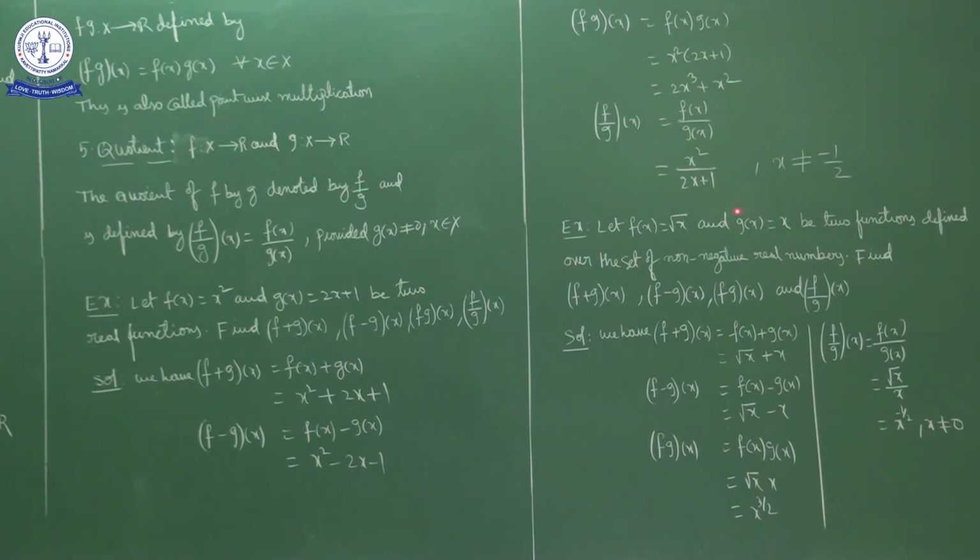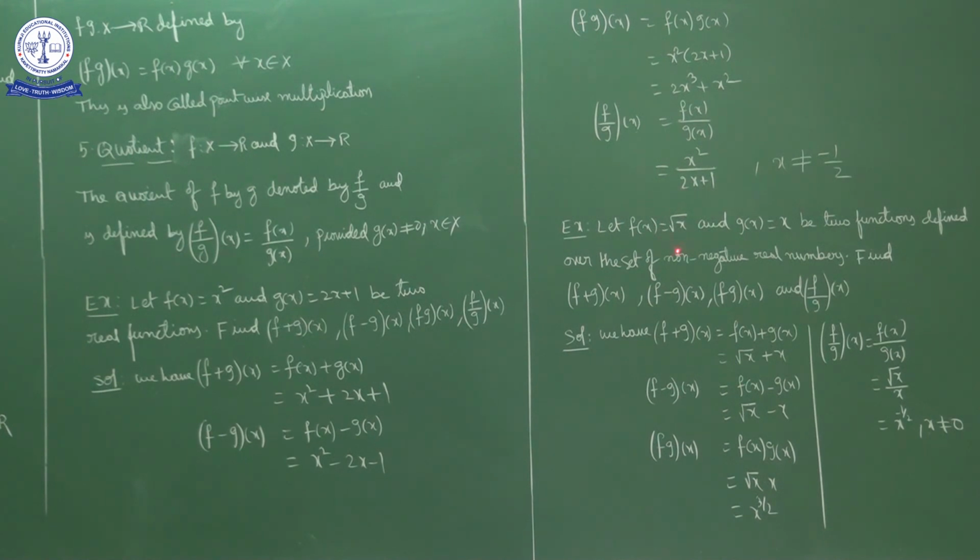Why it is defined over the set of non-negative real numbers is, now g of x equal to x, here the domain of the function is all real numbers. You can give x a positive, negative, 0 value, anything, no issue. G of x domain is all real numbers. But f of x is what? Square root of x. Now suppose x is equal to minus 2. Square root of minus 2 is not a real number, it is an imaginary number. Real functions means values have to be real.